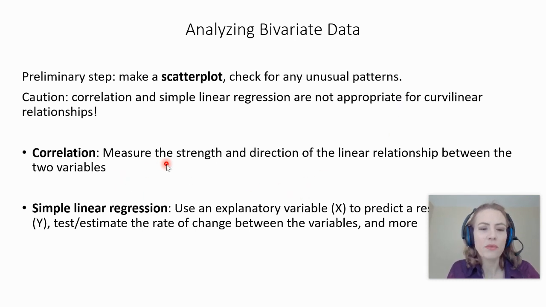With correlation, we're going to measure the strength and the direction of the linear relationship between the two variables. With simple linear regression, we can do more things. We're going to use an explanatory variable or an X variable to predict the Y variable. And then we can do some fancy things associated with that, like test the rate of change between those two variables and more. But for correlation, this is pretty much descriptive. We're going to describe the relationship between the two variables.